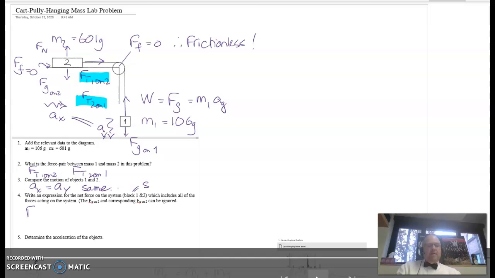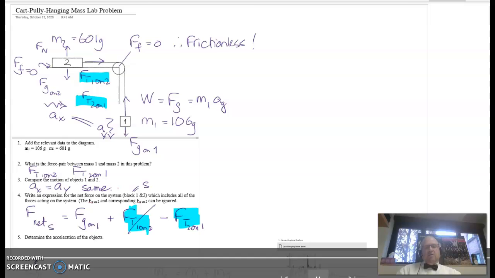Now we're going to do, as in many problems, and write an expression for the net force on the system. And the system is both blocks together. So S will be block 1 and block 2. So the net force on the system is, as ever, the sum of all the forces. So we've got the weight of 1, really what's causing all of this to happen. That's the force of gravity on 1. And the members of the force pair, considering the system, will cancel.